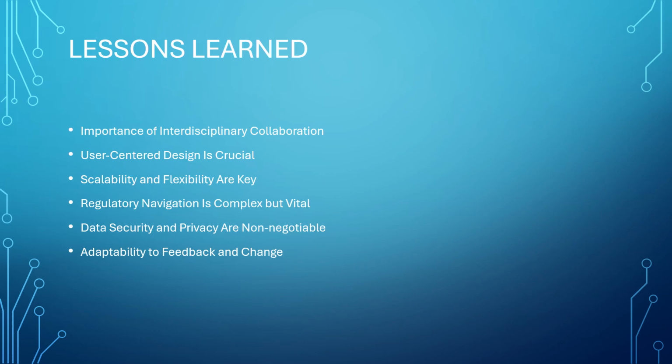Then, data security and privacy are also non-negotiable. Given the sensitive nature of neurological data, implementing robust security measures was a priority. Last, adaptiveness to feedback and change. The ability to adapt to user feedback and unexpected challenges was essential for continuous improvement.